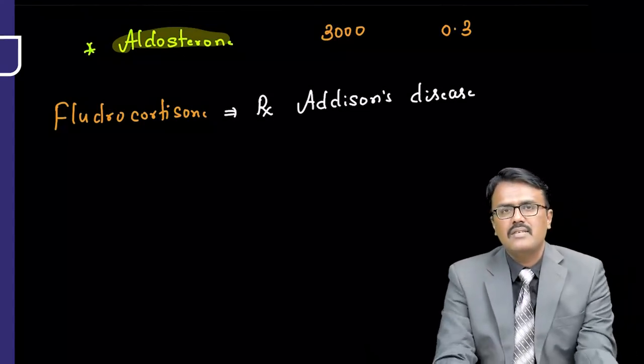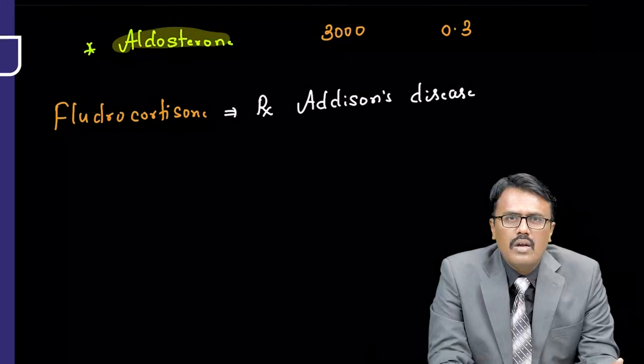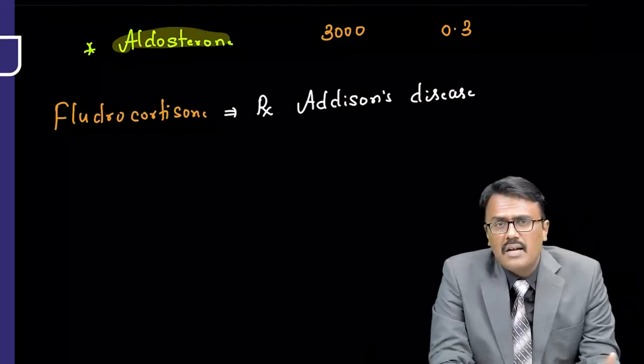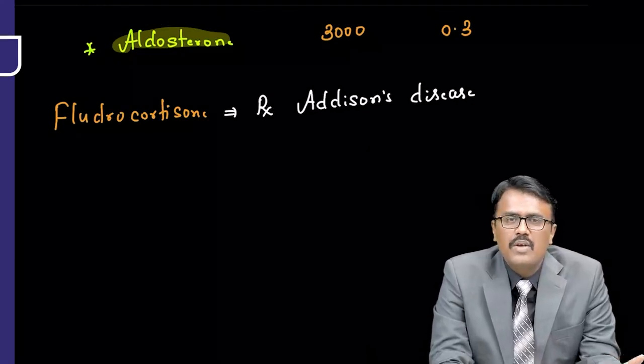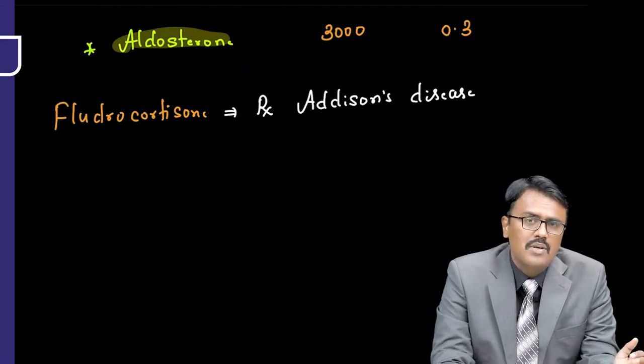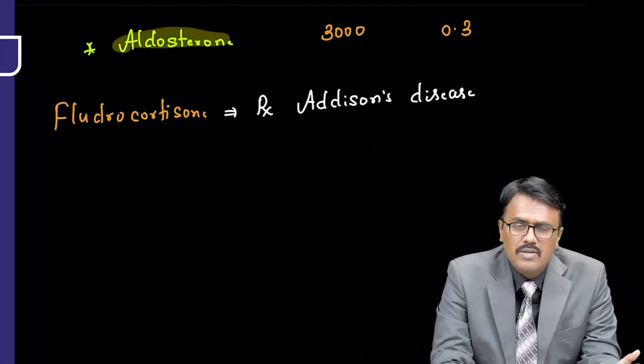Now, what is Addison disease? It's a condition where there is chronic adrenal insufficiency. That means the adrenal gland is not producing the glucocorticoid and mineralocorticoid. So we use fludrocortisone. Why? Because it has both mineralocorticoid as well as glucocorticoid property.